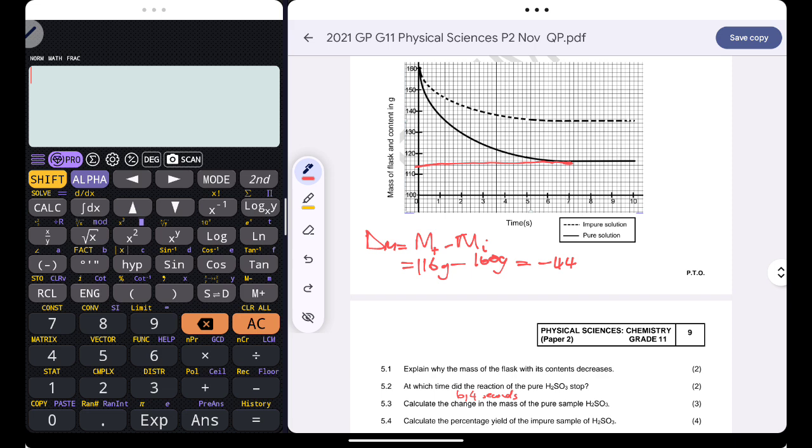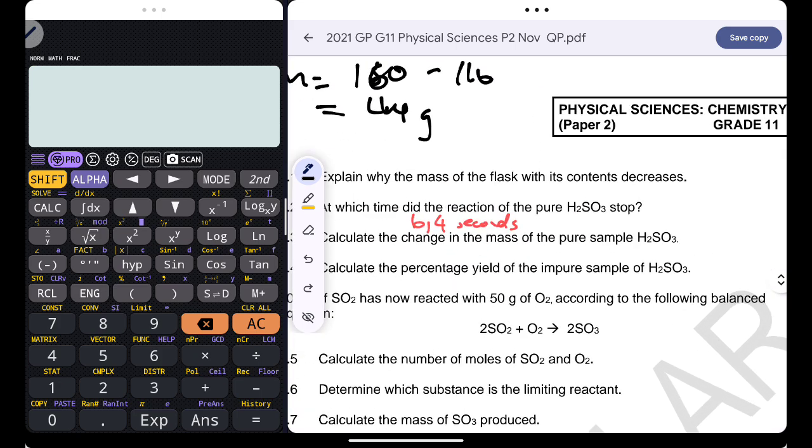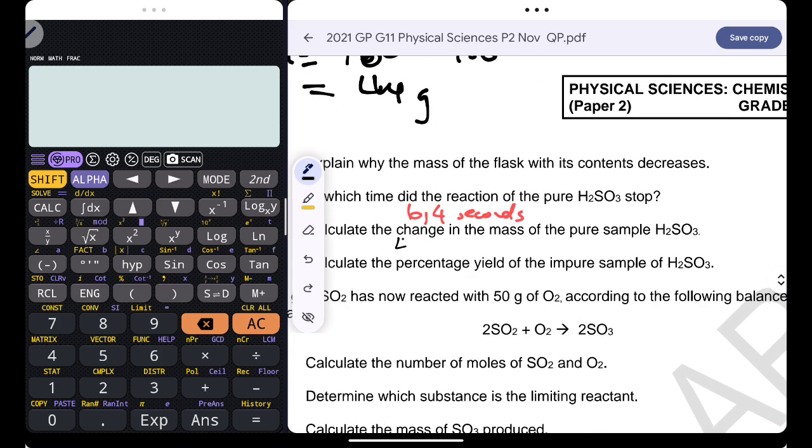Are you together? For others, you could have done this. You'll still have the same answer, ne? Just take 160 minus 116, and then you'll get your positive 44 grams. You'll still get the same answer, ne? This simply means that the change is just 44 grams.